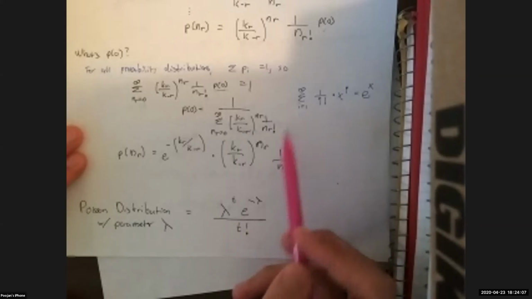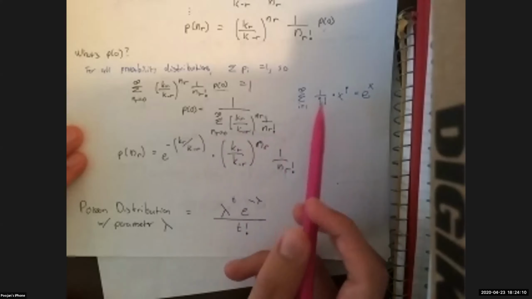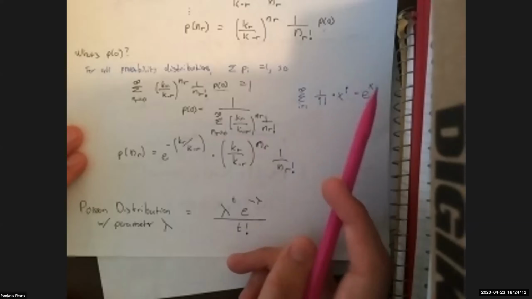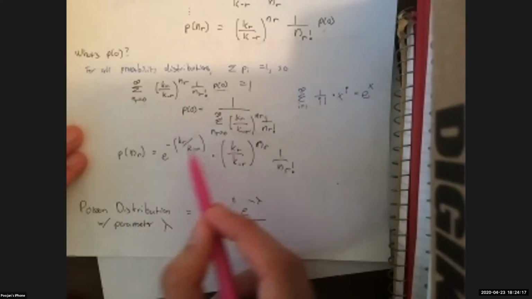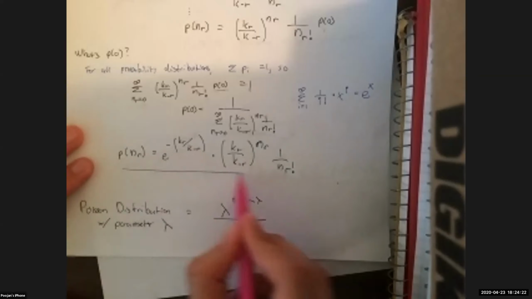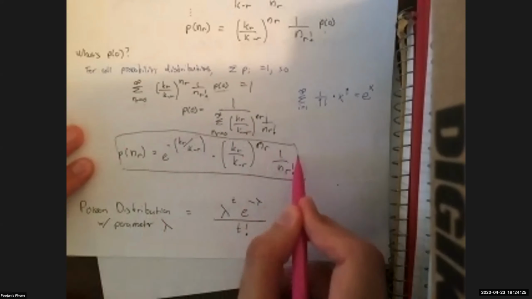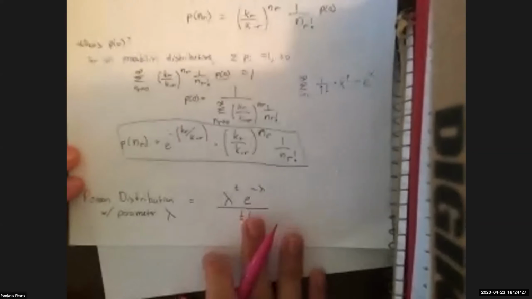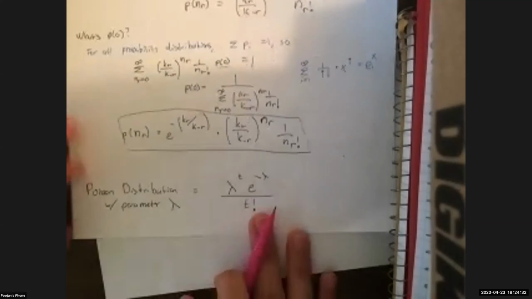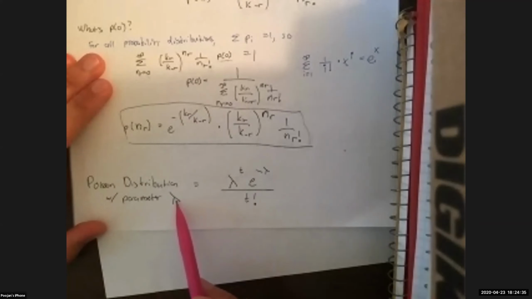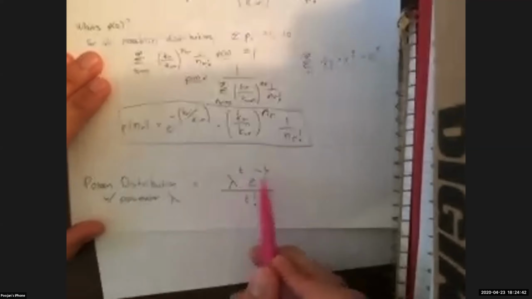The note in your lecture is that this expression is very similar to the Taylor expansion for an exponential, e to the x. Because of that, we can replace the probability of 0 with e to the negative kr over k minus r. This is the final expression that you arrive at in lecture. It is very significant because this is essentially the Poisson distribution. The general form of it has a parameter lambda, and your probability of seeing, let's say, 10 would be lambda to the power of 10 e to the negative lambda over 10 factorial.